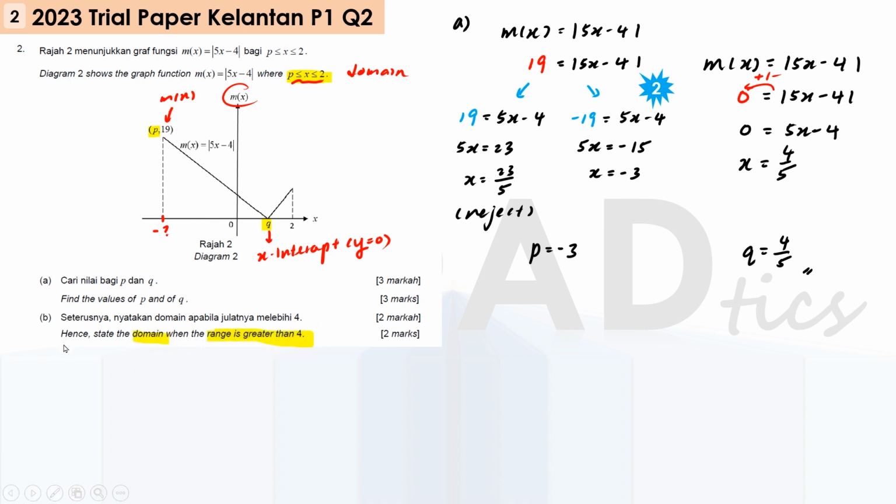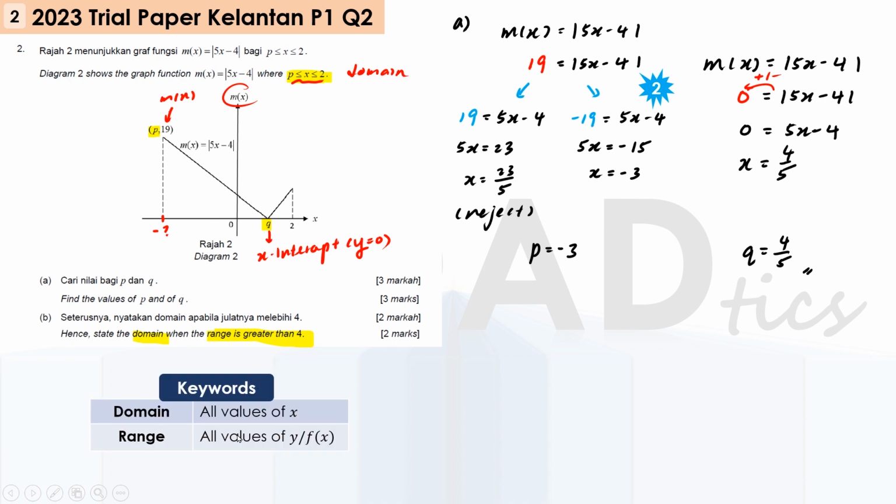The next question says, hence state the domain when the range is greater than 4. Let's recall the keywords a bit. Domain is all the values of x, all the values on the x-axis. Range is all the values of y or f of x, which is all the values from the y-axis. So our range here refers to the y-axis, so range is m of x, and it says greater than 4, so we write it like this. And we need to state the domain, which is the x value. So we need to solve this inequality and find the value of x.